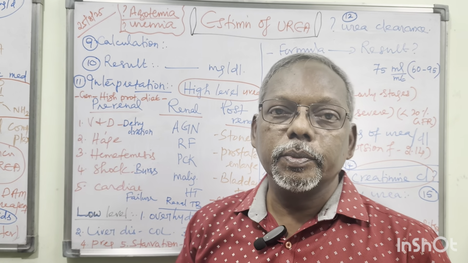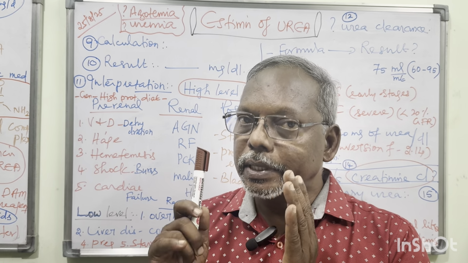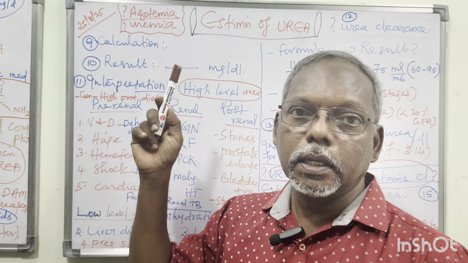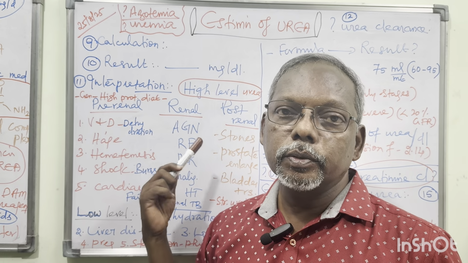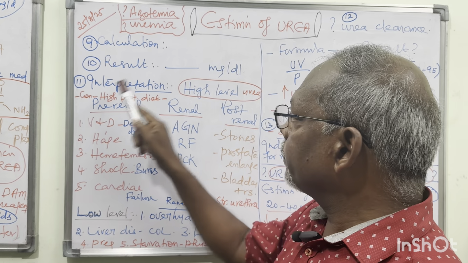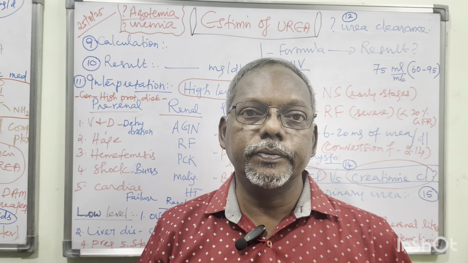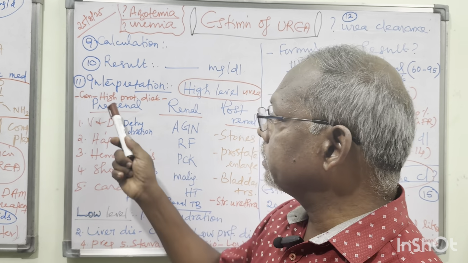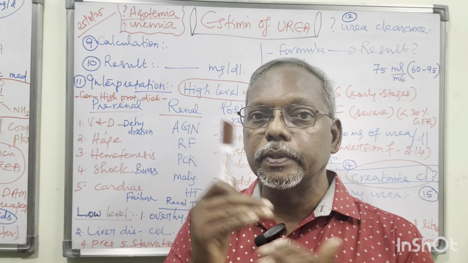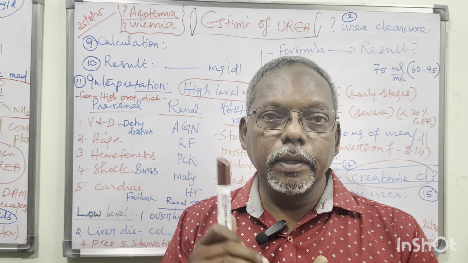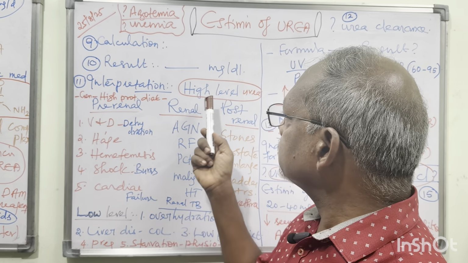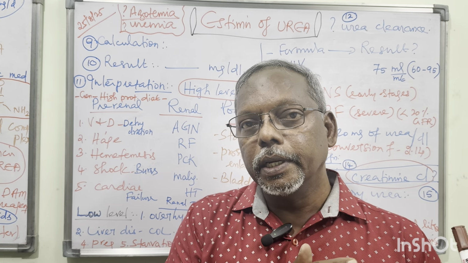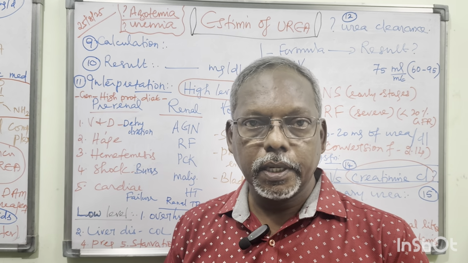We already know the normal value is 15 to 40 milligram per deciliter. So suppose your value is low or high, according to your value you have to give the interpretation. Here we are giving some classification for high urea level. The first one is, generally a high protein diet will always give a high urea level, right? Second is the classification related to the kidney: pre-renal, renal, and post-renal.